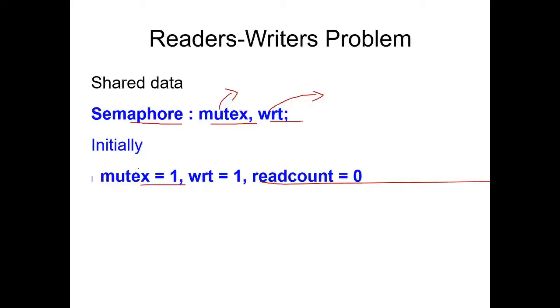Mutex is always initialized to 1. So whenever we see the mutex value 1, we need to understand that there is no process inside the critical section, neither reader nor writer. And whenever you see the write variable equal to 1, that means the lock is with the writer, which is going to access the document.